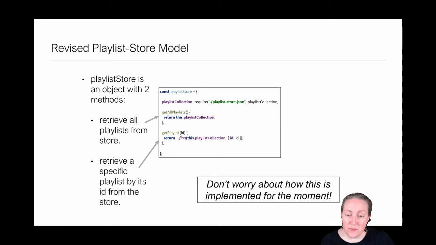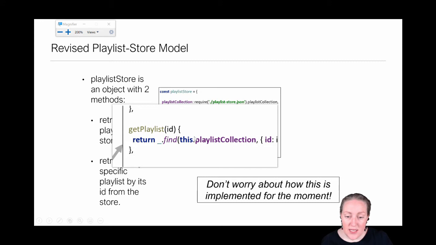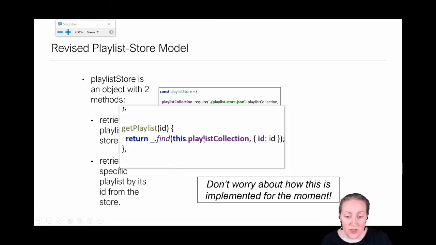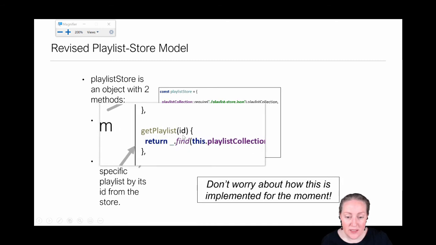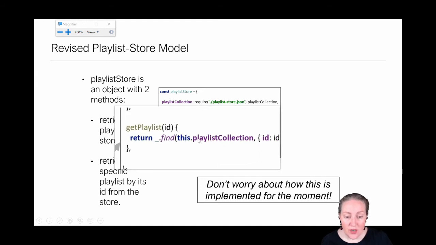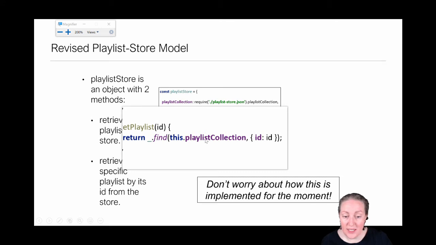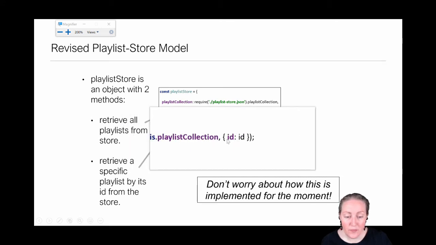Okay, so we talked about a method in our playlist store called getPlaylist. So we'll need to add that into the playlist store as well. This method will be responsible for just getting one of the playlists. It's going to get a playlist based on the ID that we pass in. That's the one we saved from the route. And it's going to return just that playlist. So it finds the playlist collection based on its ID.